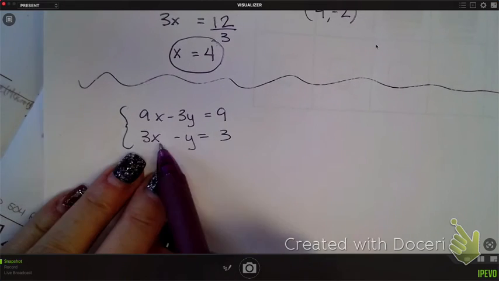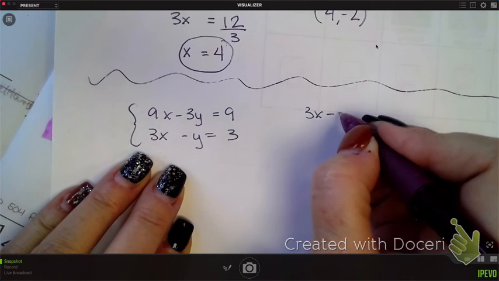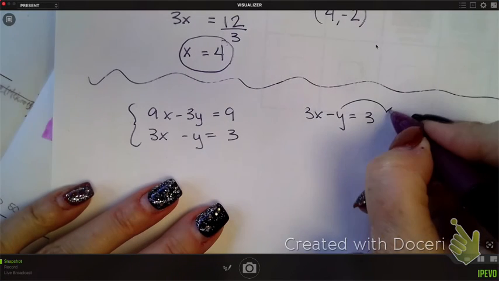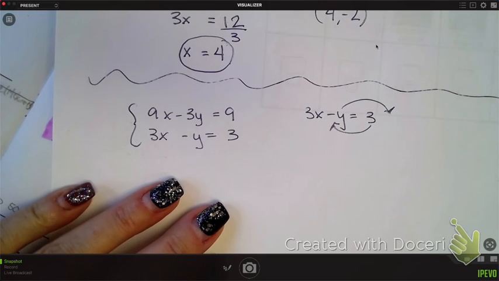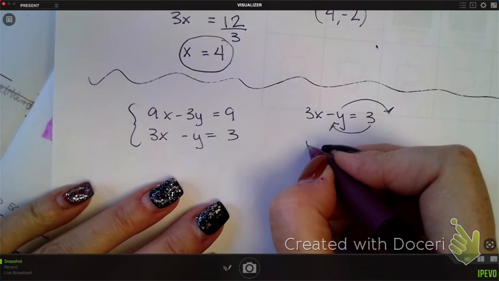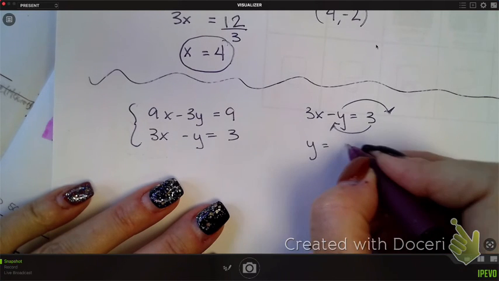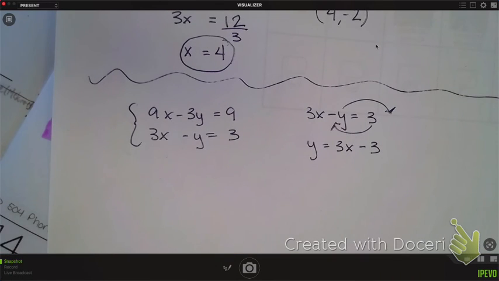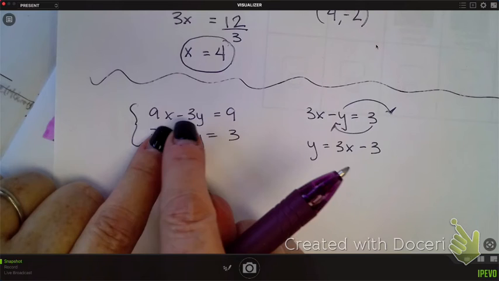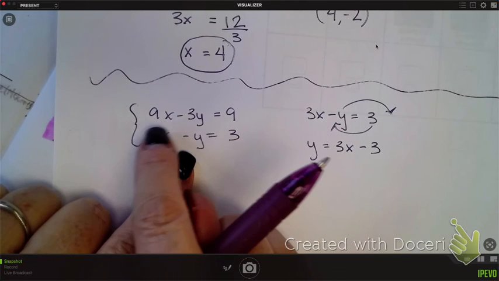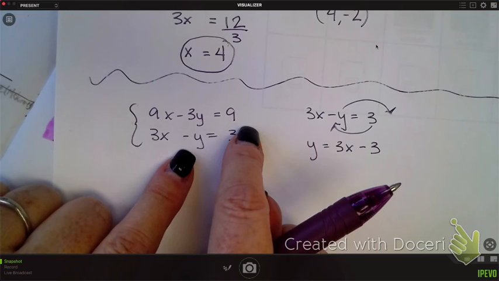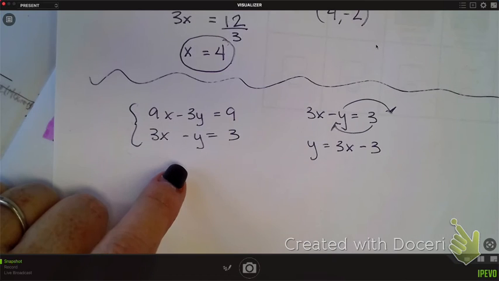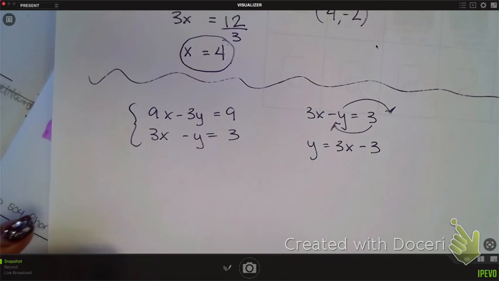So if I solve this for y, how do I do it? Put the 3x over, and this here, because you get rid of the negative. So y equals 3x minus 3. Now, could I have picked the top one for y? Is everything divisible by 3? Yeah. I wouldn't pick x because is everything divisible by 9? No, and I won't want to deal with 1/3, do you? No, not unless I have to. Okay, so now what do I do with this?